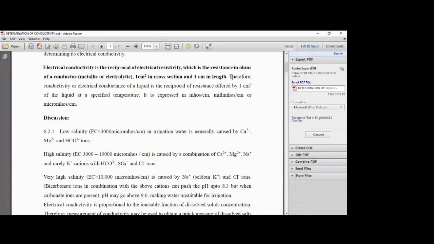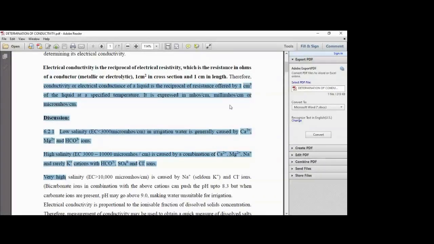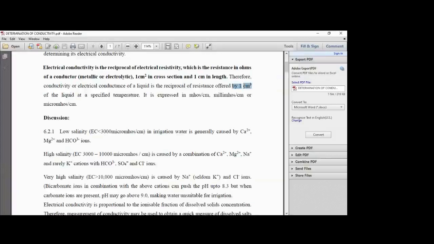So, therefore, the conductivity or electrical conductance of a liquid is the reciprocal of the electrical resistance offered by 1 centimeter cube of the liquid at a specified temperature. So this is how the interpretation goes. Conductivity or electrical conductance of a liquid is the reciprocal of the resistance offered by 1 centimeter cube of a liquid at a specified temperature. So it is expressed as mhos per centimeter, right?